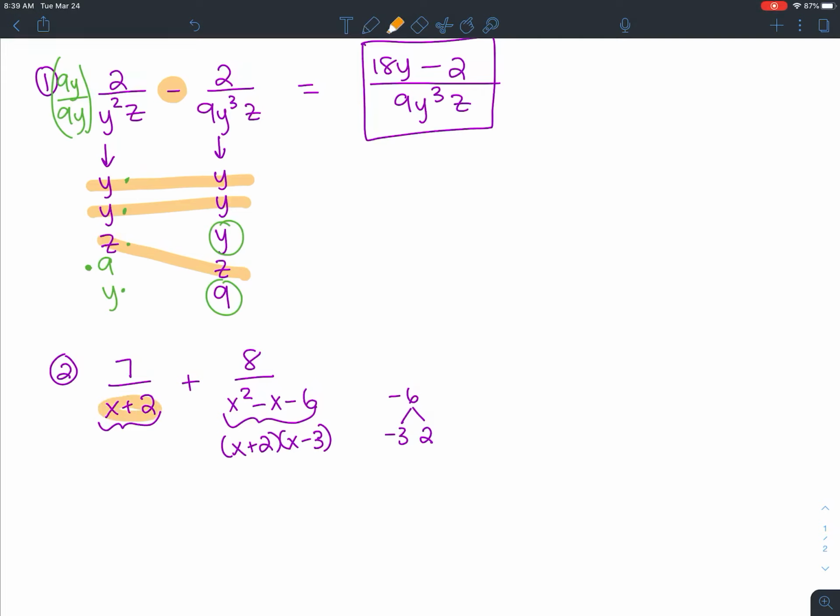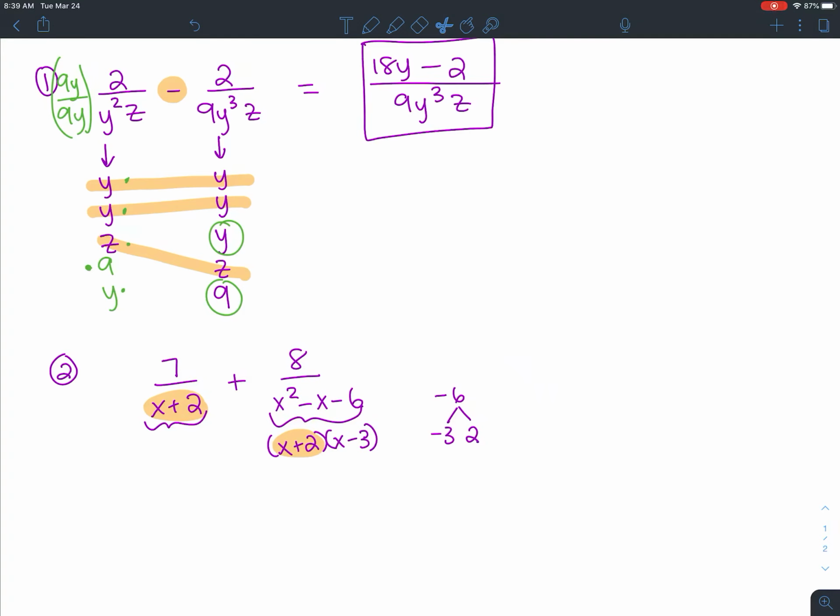So see how the x plus 2 is already in both denominators? That means that my first fraction, I'm going to shift this over a little bit, is missing the x minus 3. Well, what I multiply top, I have to multiply bottom by, because technically I want to multiply by something that would reduce to 1.